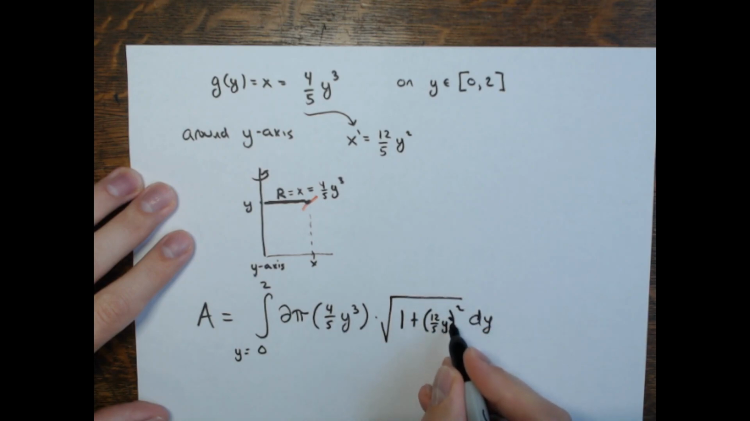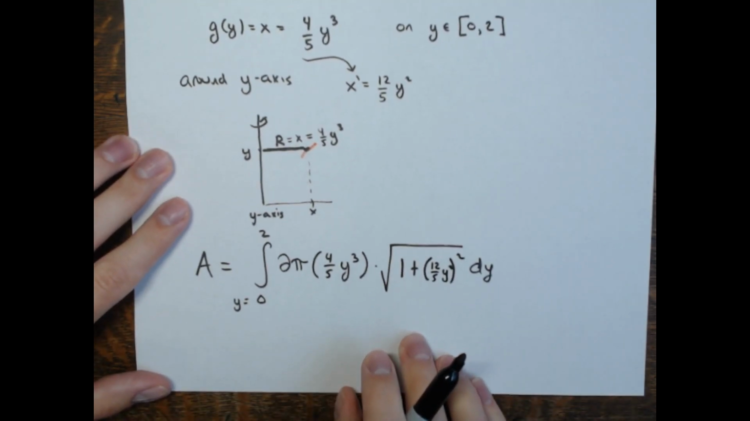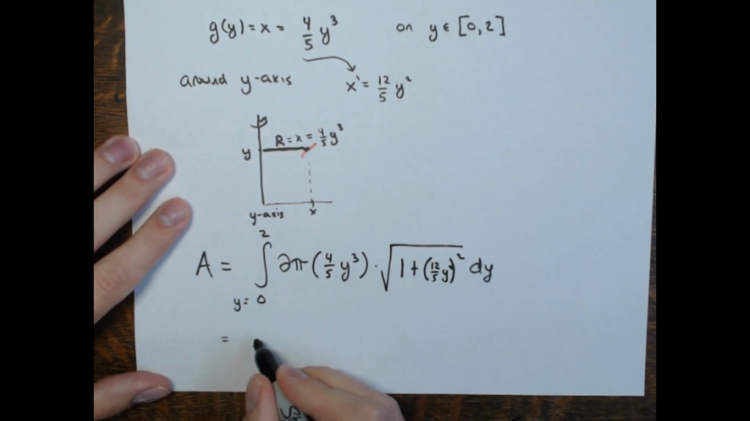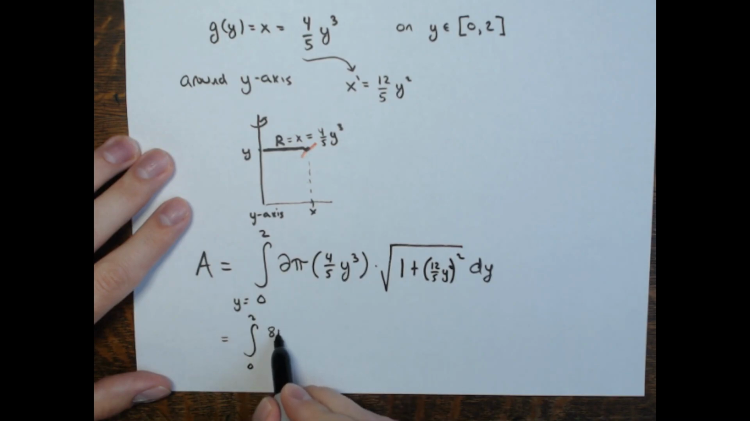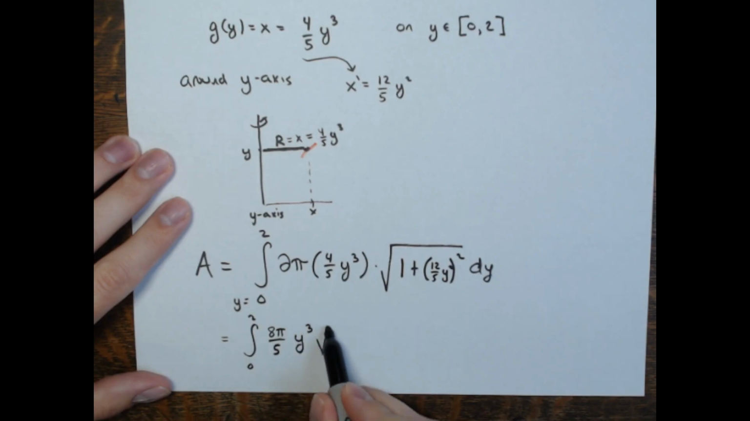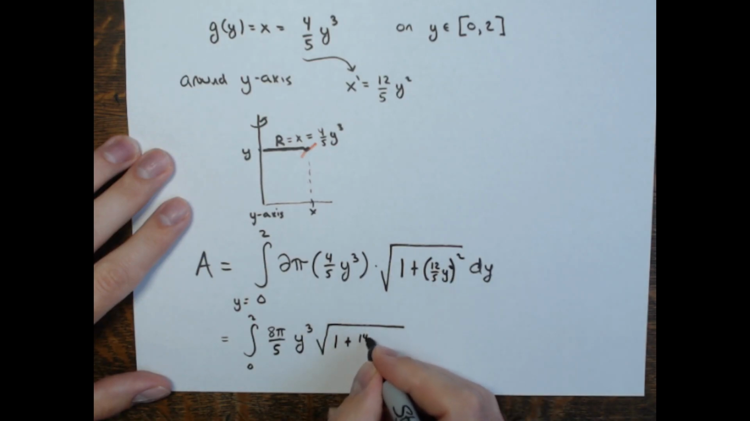Squared, so that's a 2. So there's x prime squared. I can simplify this a tad. This would be the integral from 0 to 2. All this out here would be 8 pi over 5. Right? 8/5 pi times the y cubed and times the square root of 1 plus. And then when I square 12/5 y squared, there'd be 144 y to the 4th over 25.